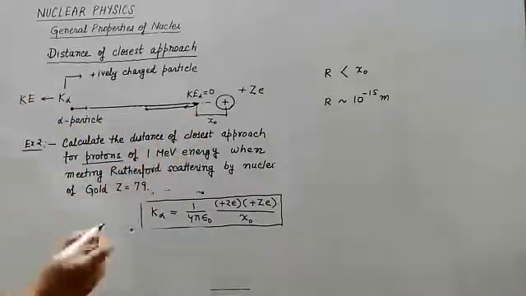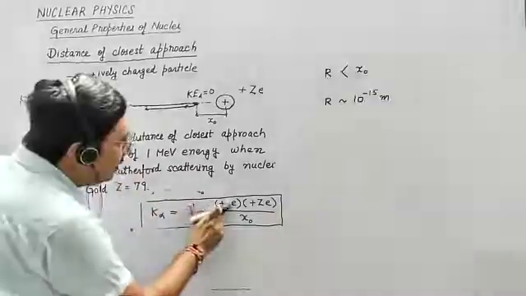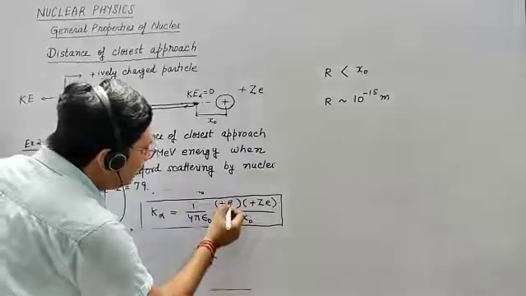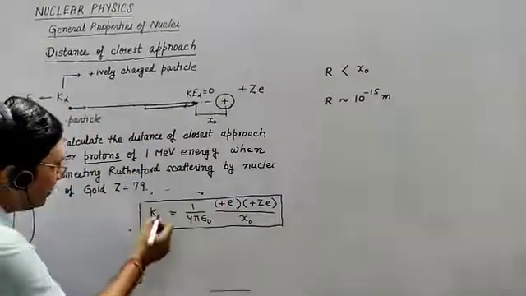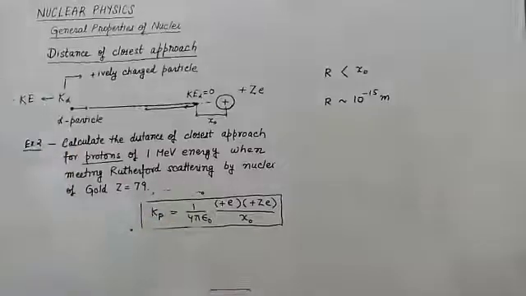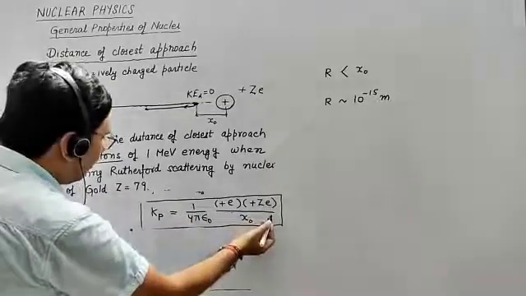Charge on the alpha particle is plus 2e. But here they are using protons, and charge on the proton is plus e. So this will be the modified formula. Here this will be the kinetic energy of proton. So kinetic energy of proton will be equal to 1 upon 4 pi epsilon naught, this will be plus e into plus Ze upon x naught.